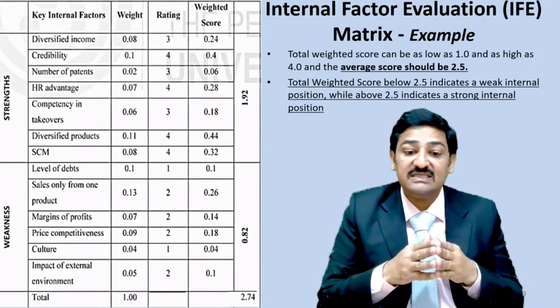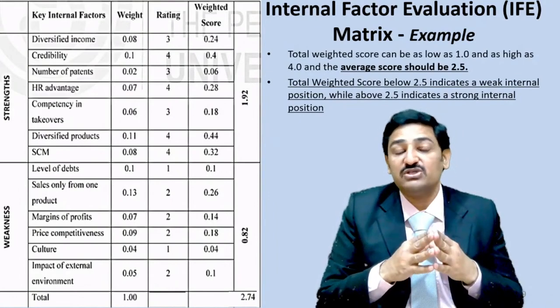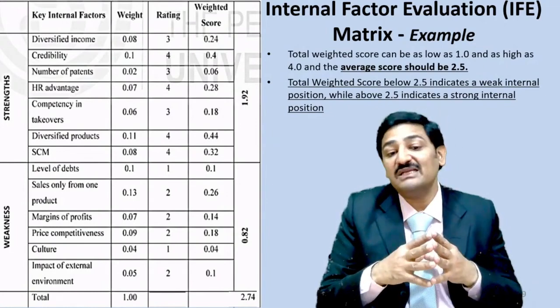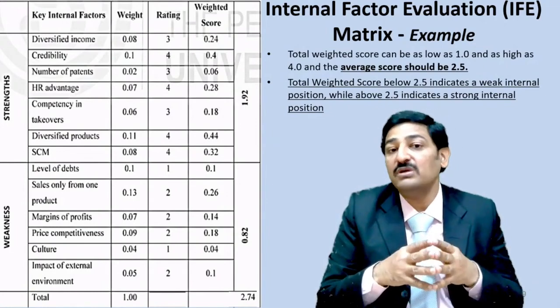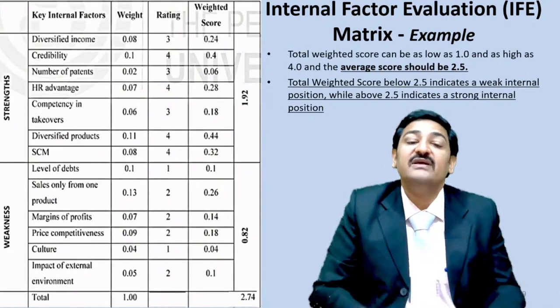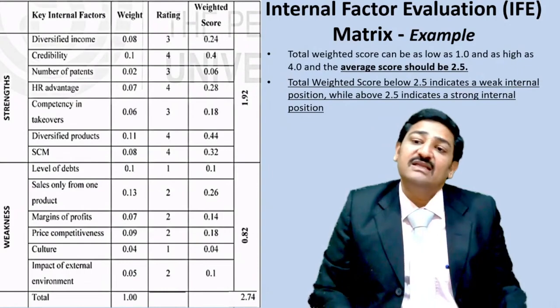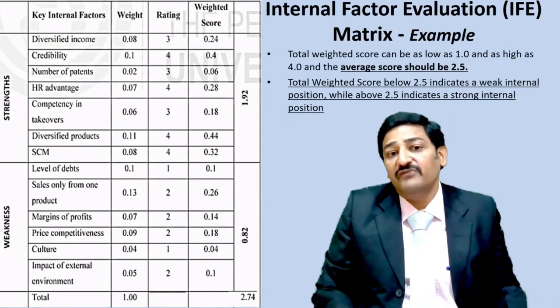In this example, since the total weighted score, including both the strengths and the weaknesses, is coming 2.74, which is higher than 2.5, therefore this firm is in a better position, that is, a strong internal position of this firm is coming up.